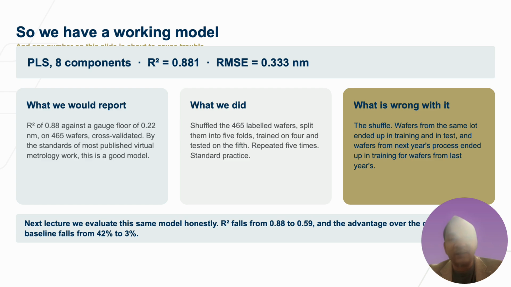Next lecture, we evaluate the same model, same features, same algorithm, same data, with splits that respect lots and respect time. R squared falls from 0.881 to 0.593. And here is the number that actually matters, scored on the same held-out wafers. The one-line baseline gets an RMSE of 0.573 nanometers. The model gets 0.555. 3% better. Everything we built today is only 3% better than a predictor that ignores the sensors entirely. The 42% advantage we thought we had was an artifact of how we split the data.